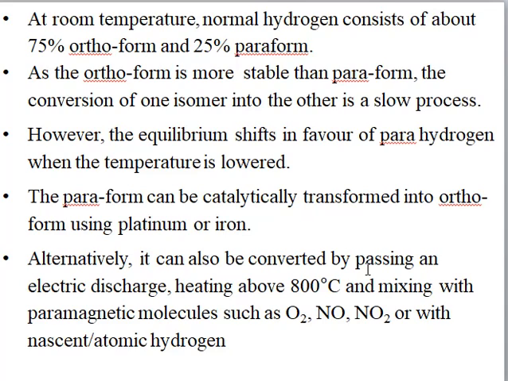The para form can also be catalytically transformed into the ortho form. So by using a catalyst, we can change the para into the ortho by using platinum or iron. Alternatively, it can be converted by passing an electric discharge, heating above 800 degrees Celsius, and by mixing paramagnetic molecules such as oxygen, nitric oxide, nitrogen dioxide, or with the nascent or atomic hydrogen. Nascent means newly born hydrogen, that is the atomic hydrogen. By using that, you can change the para form to the ortho form.